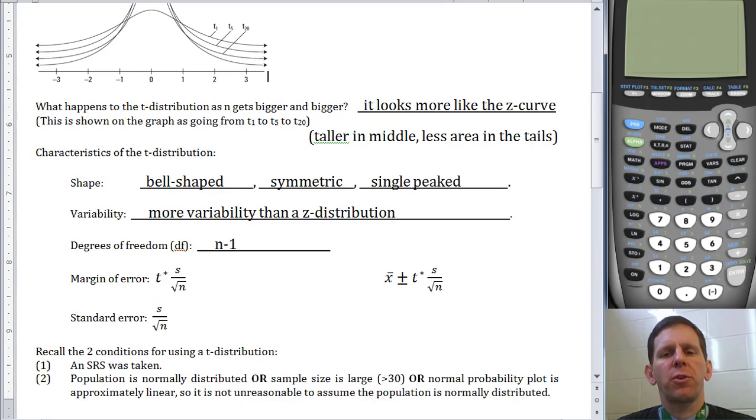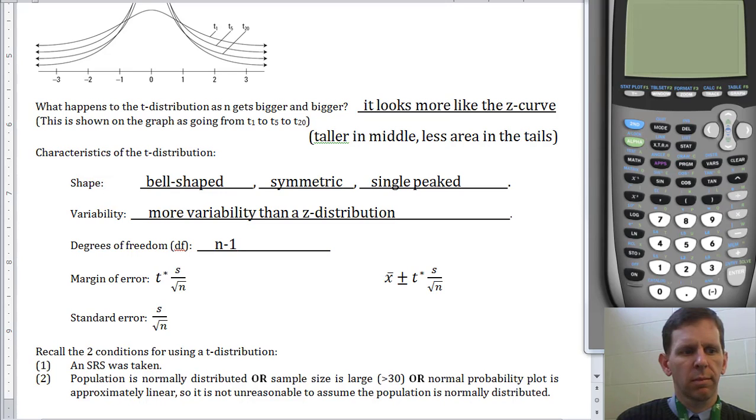And a reminder from yesterday, when you're actually carrying out the confidence interval, there are 2 conditions we'll check for using a t-distribution. First, an SRS was taken or a random sample was taken. And secondly, the population is normally distributed, or the sample size is large, or the normal probability plot is approximately linear, so it is not unreasonable to assume the population is normally distributed. So let's take a look at the problem on the back side of the worksheet.